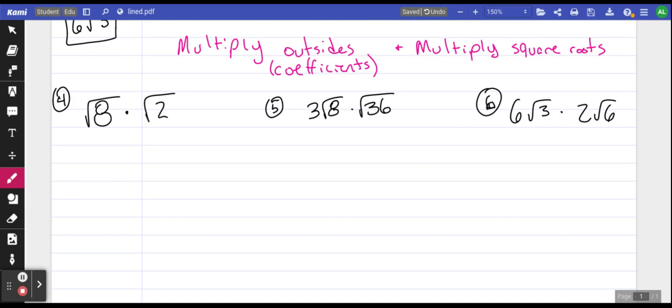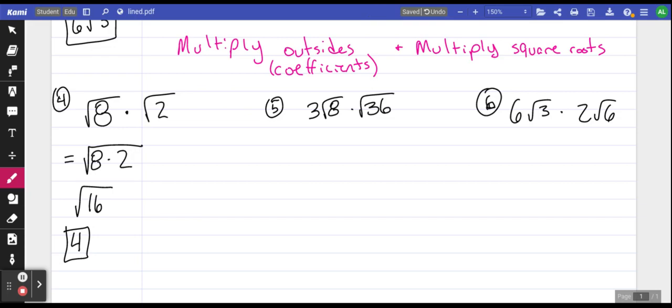All right, so here on number 4, I can multiply what I have on the inside of each of my square root signs. The square root of 8 times the square root of 2 is just the same thing as the square root of 8 times 2. 8 times 2 is 16, so the square root of 16 is just 4. My final answer here doesn't even have a square root at all. It's just 4. So that's one way to do it.